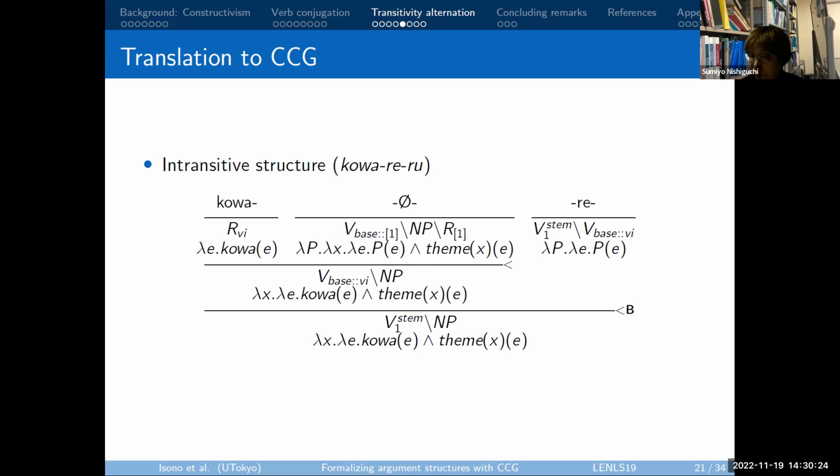I see. So there's a category for the null morpheme. I see. Thanks. Yes. Thank you.